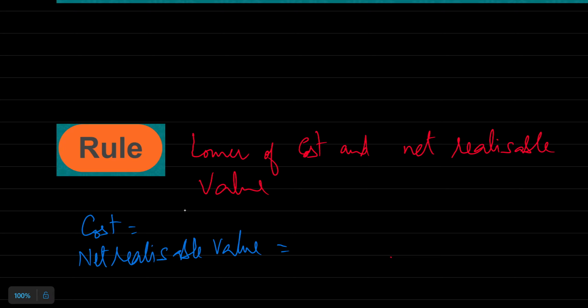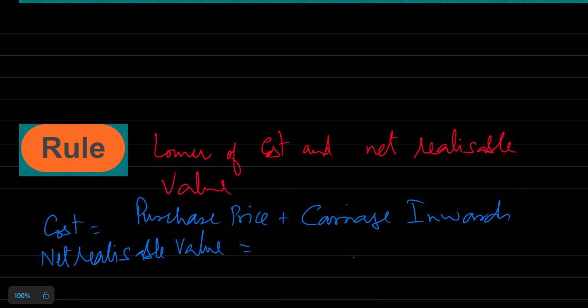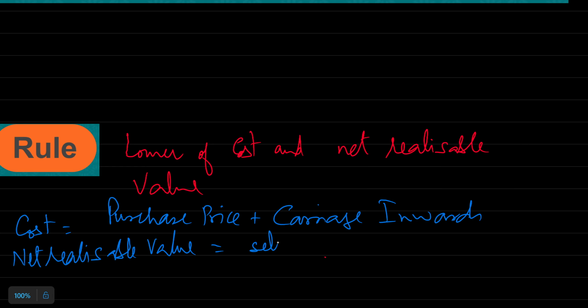Cost always means purchase price plus carriage inward. And net realizable value is selling price minus selling expenses minus cost of completion.